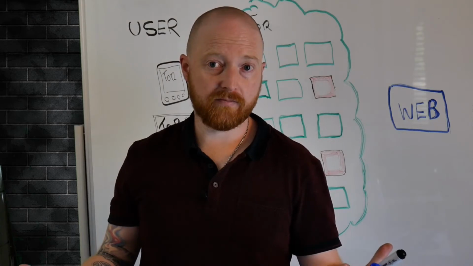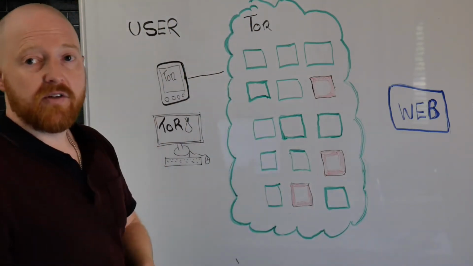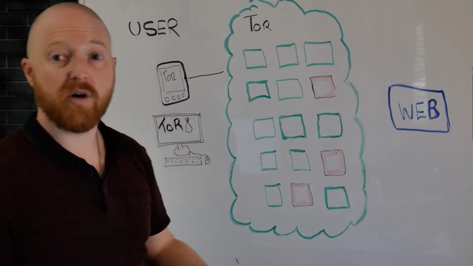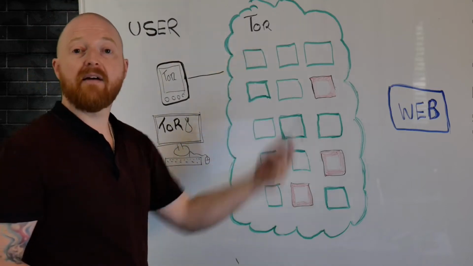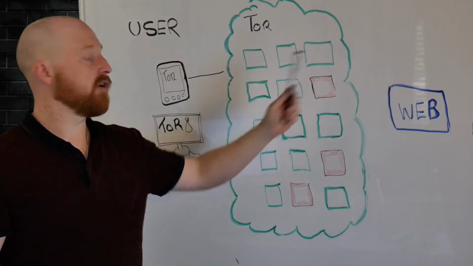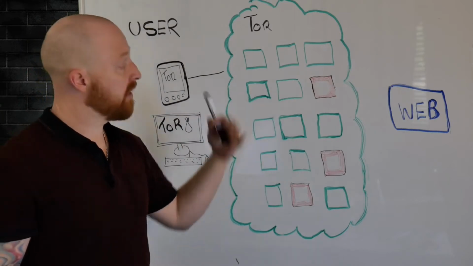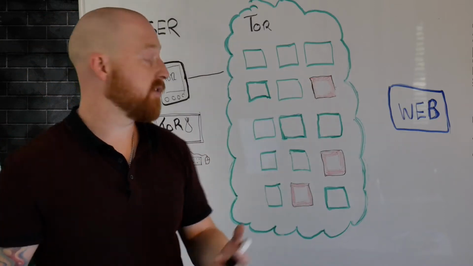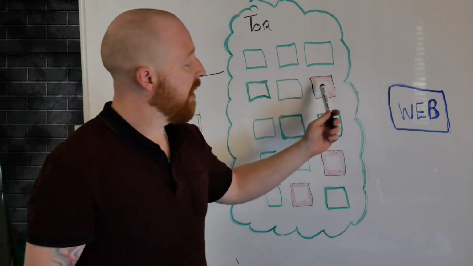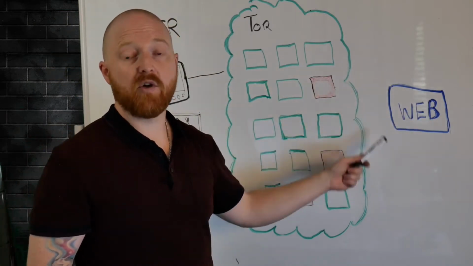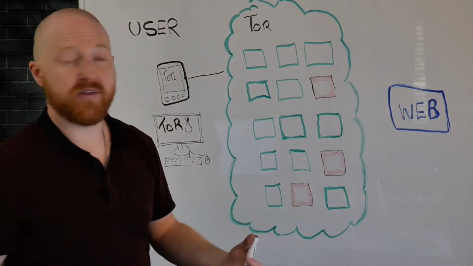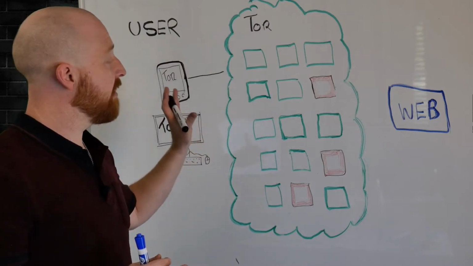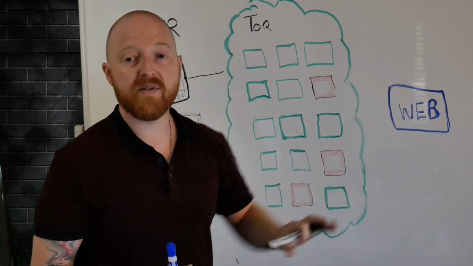How does TOR work? Over here we've got the user, and it could be a phone, could be a computer like a desktop or a laptop, and over here we have the TOR network. Each of these green boxes is a router inside TOR. These red ones are also routers, but they're exit nodes as well. These exit nodes are the ones that will communicate outside of the TOR network on your behalf, kind of like a proxy.